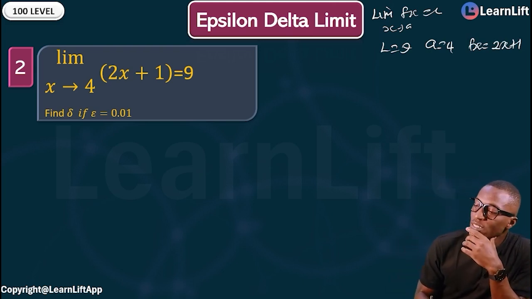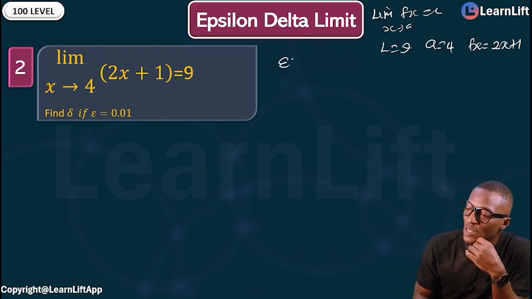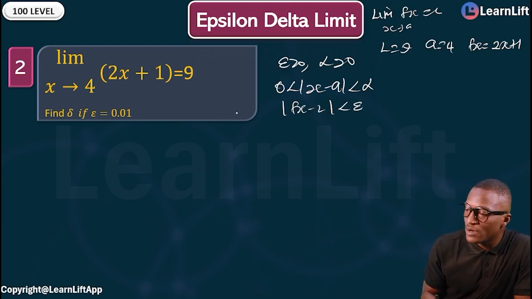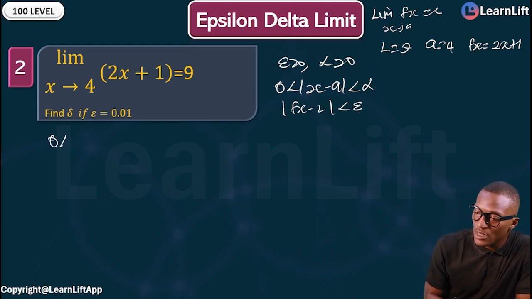Now, what's the epsilon-delta definition? We say that for epsilon greater than 0, there exists delta greater than 0, such that 0 is less than absolute x minus a, less than delta, such that absolute f of x minus L is less than epsilon. So let's now put in the values. That becomes 0 less than absolute x minus 4, less than delta. Let's call this equation 1.